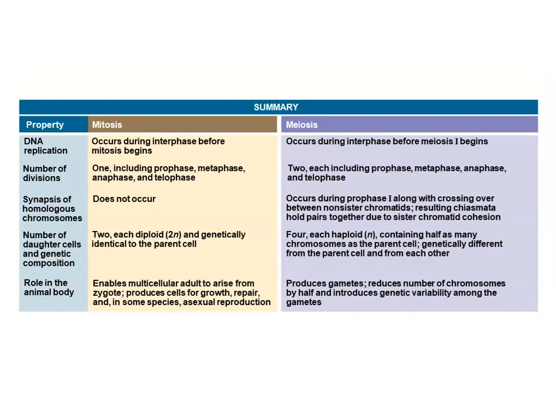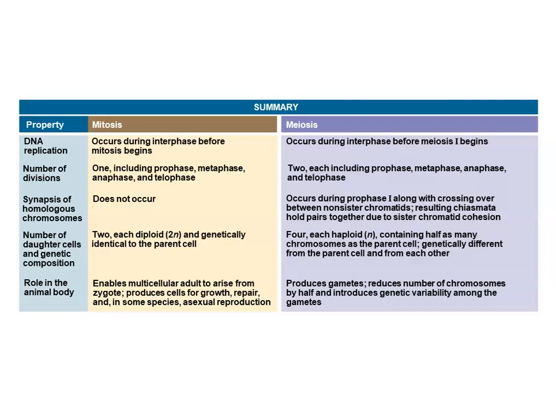So both of them replicate the DNA prior to entering mitosis or meiosis one. Mitosis has one division, meiosis has two. Mitosis does not have any synapsis take place. Meiosis one has that take place during prophase one, which is going to have the crossing over due to the chiasmata, which are holding the pairs of homologs together.